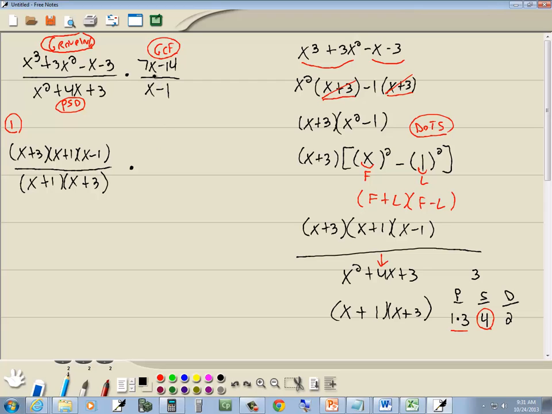Now, 7x minus 14. The GCF is 7, so I'll factor that out. And that gives us x minus 14 divided by 7, which is 2. And then the x minus 1 we can't do anything with.